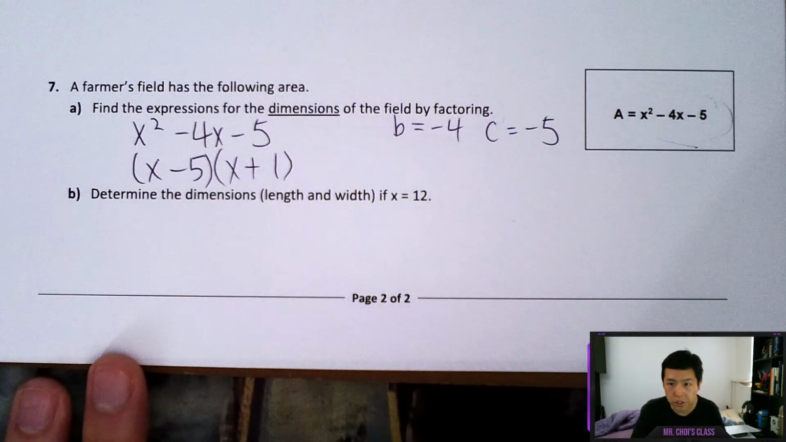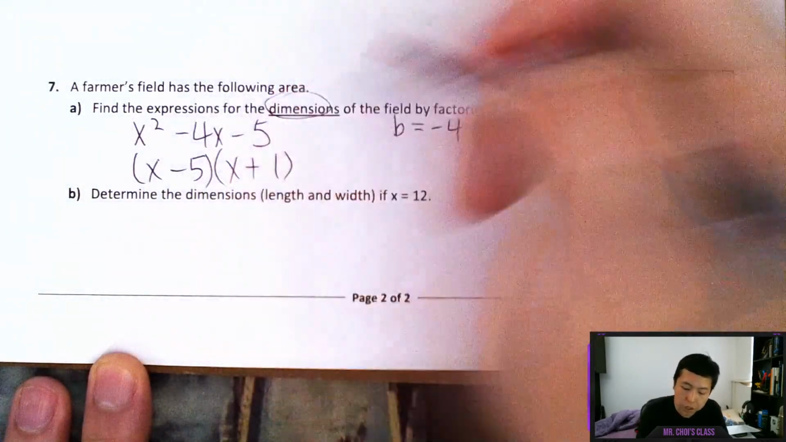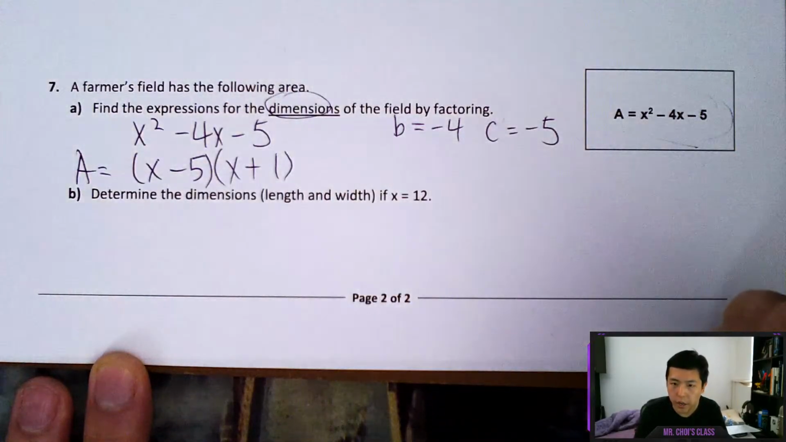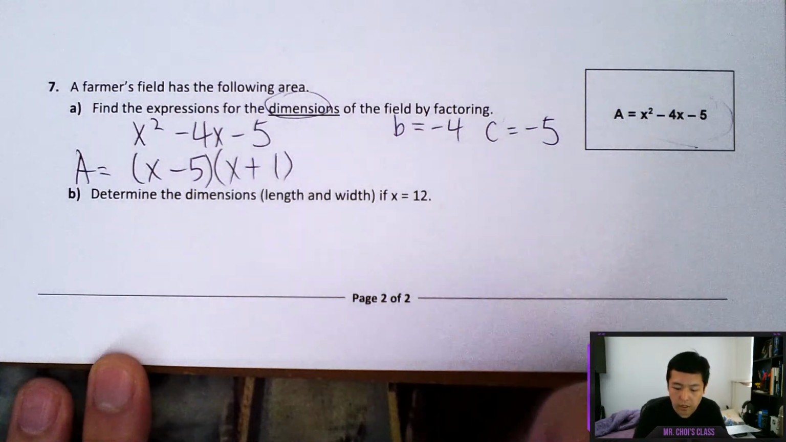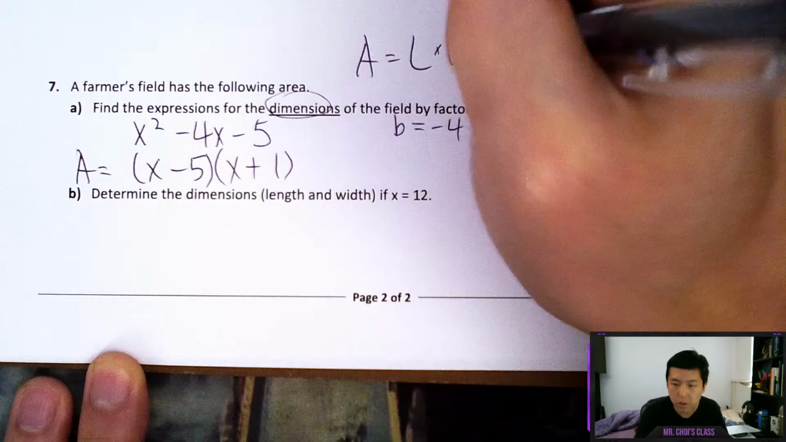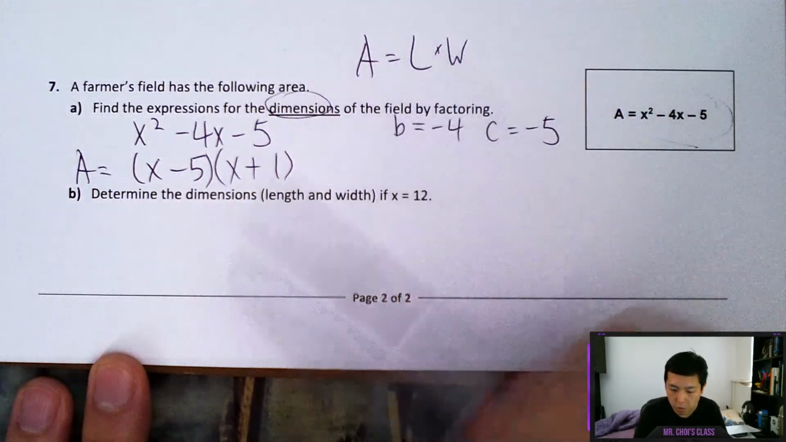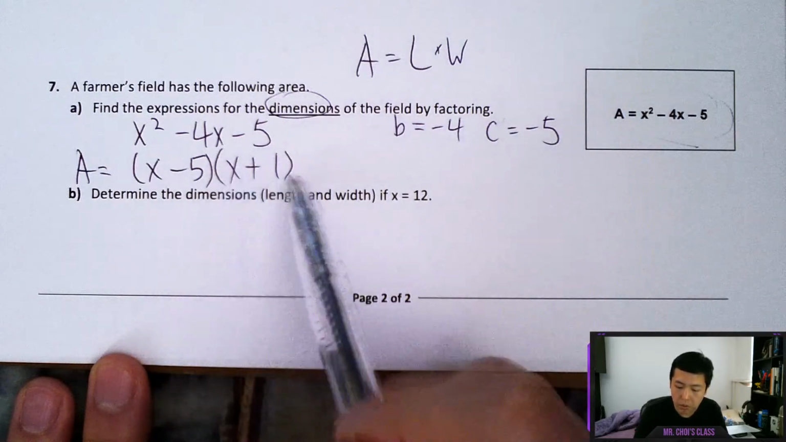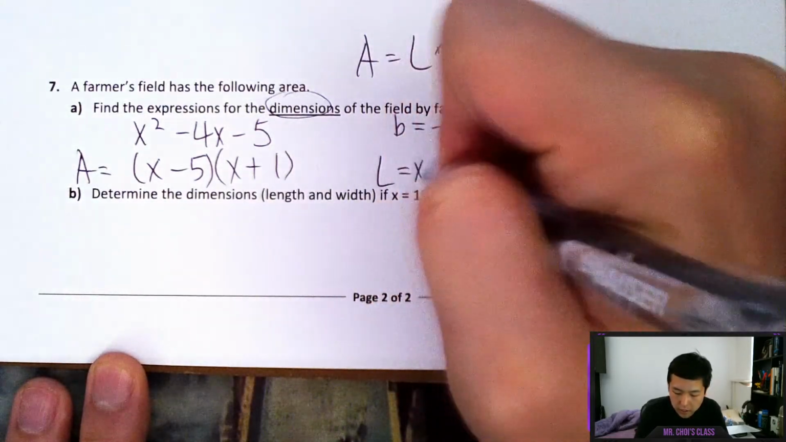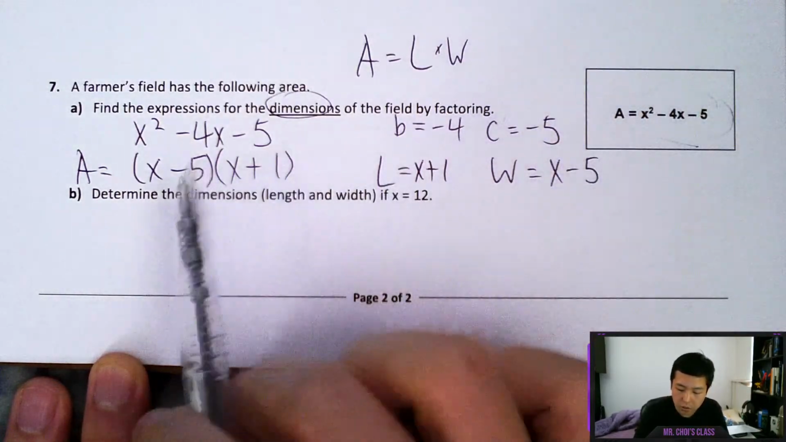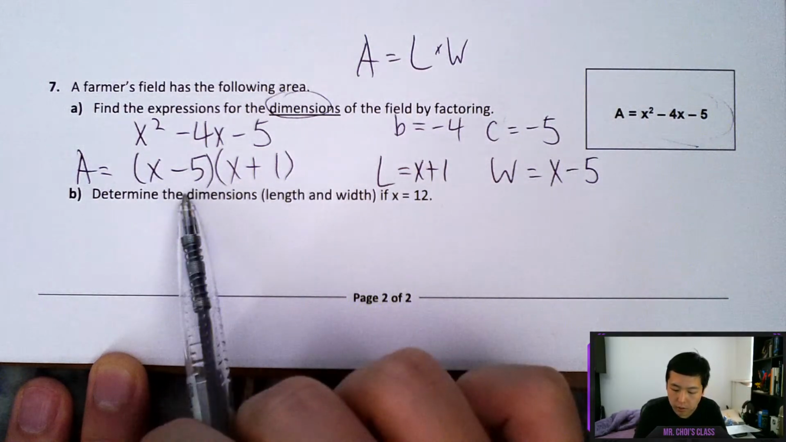We're not done just yet. It asks us for the dimensions. We should already know, if this is area, and area is this times that, we should also remember that area is length times width, which means one of these is length and one of these is width. And this would be the bigger one, so we can say that length is x plus 1 and the width is x minus 5, because this is smaller because it's subtracting.